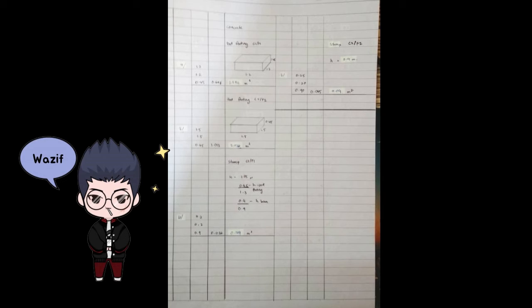The results for the concrete, for pad footing and stump will be shown in the bill of quantity. That's all for concrete. Thank you.